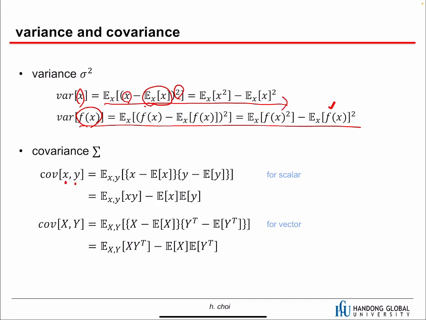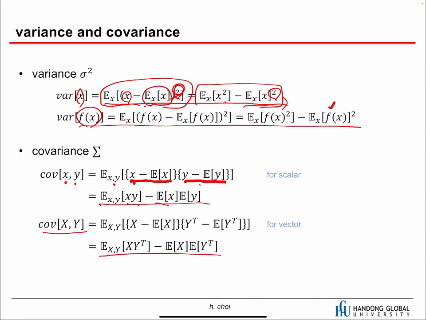And when we have 2 random variables, then we can calculate the covariance. Instead of having a square, we have x minus expectation of x, y minus expectation of y, and then we multiply these 2 terms in this expectation. If you look at this equation, it looks similar, but instead of having this square, we have xy. Instead of having squared, we have expectation of x and expectation of y. And if the random variables are vectors, then we can have this matrix.